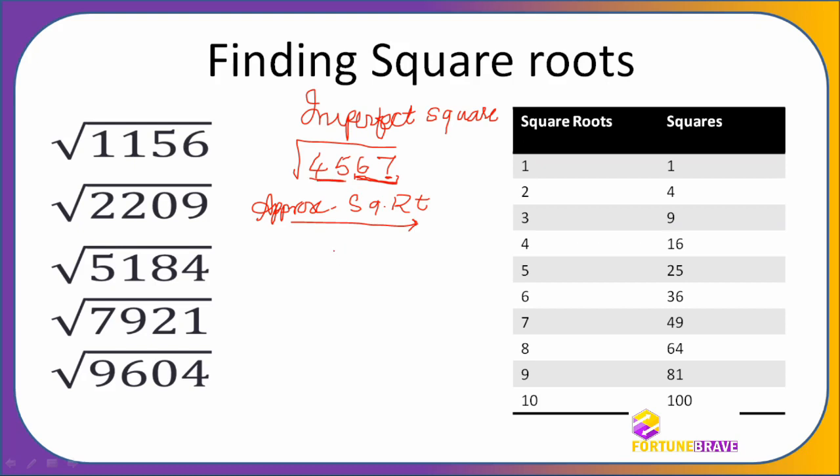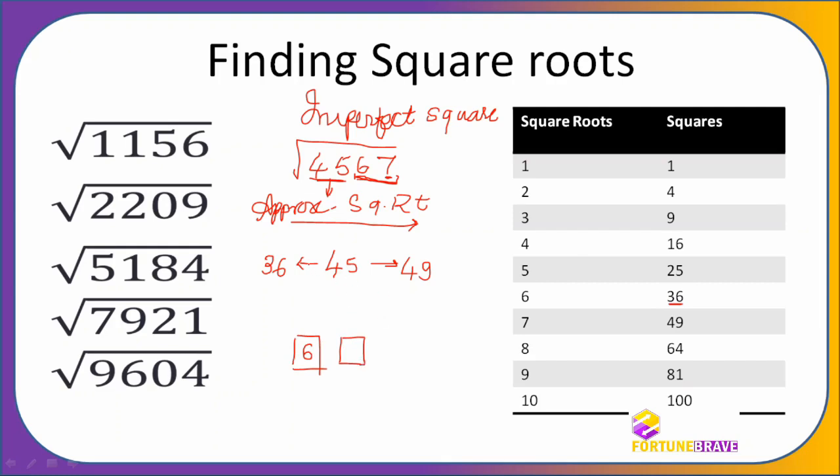45 lies where now? 45 lies between 36 and 49. Again, we are going to find out the lower square root, that is 36. So the first digit we will be able to find out perfectly, that is 6 here. We will not be able to find out the next digit. We will get an approximate value of the next digit.